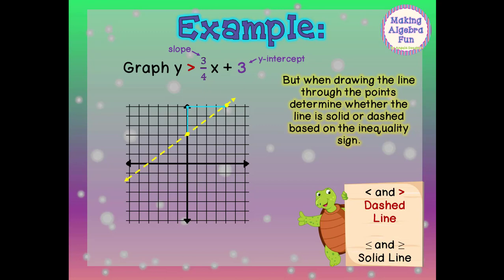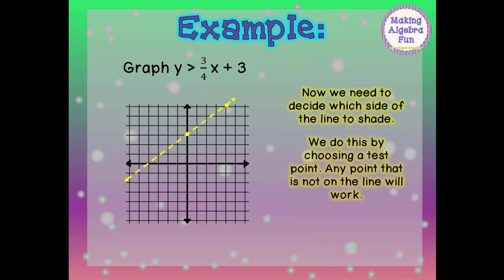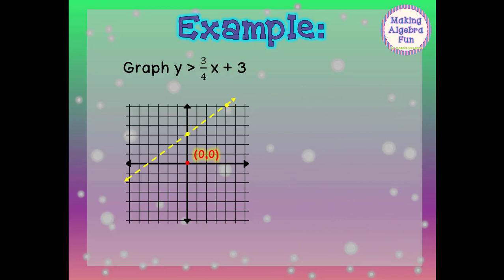And then the second thing we have to do is determine which side we're going to shade. Now, you can do this by choosing a test point. Any point will work as long as it's not a point on the line. I like to use 0, 0 because it makes my math easy. So if 0, 0 is not a point on the line, I always use that one. Again, you can use any point that's not on the line. What I'm trying to do is determine if the side with this point is the side where my solutions are, or if it's the other side.